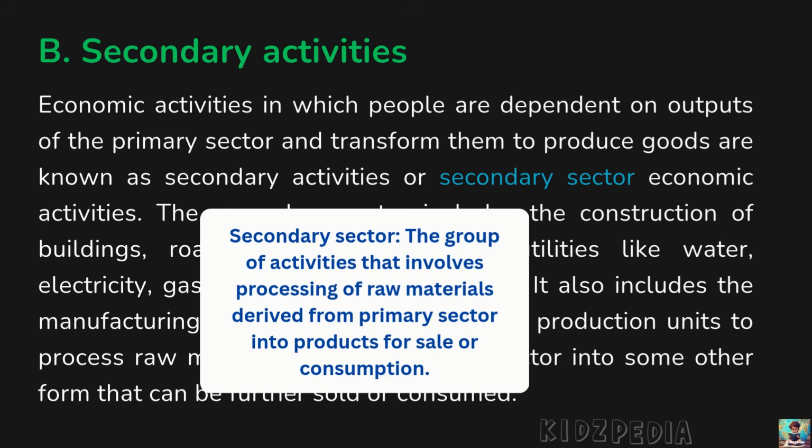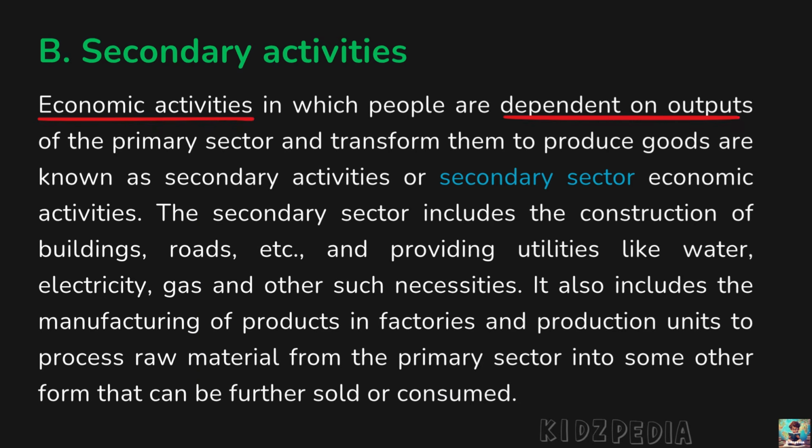Secondary sector, the group of activities that involves processing of raw materials derived from primary sector into products for sale or consumption. So, the secondary sector includes jobs or activities where raw materials from the primary sector are changed or processed into useful things that people can use or buy. So, economic activities where people depend on the outputs of the primary sector. That means when they use the materials we get from nature like crops, minerals or wood and change them into new products that people can use or buy. These activities are called secondary activities or secondary sector economic activities.